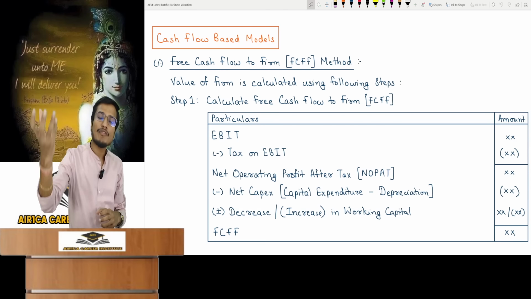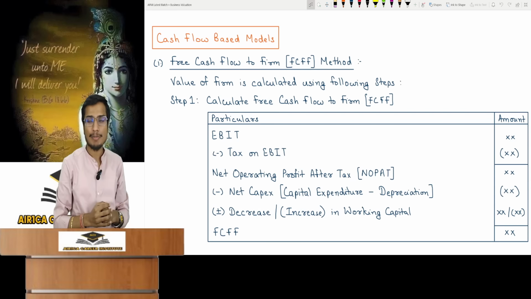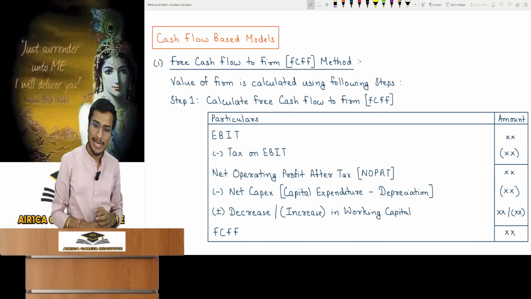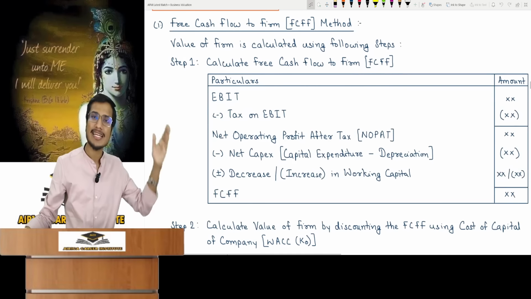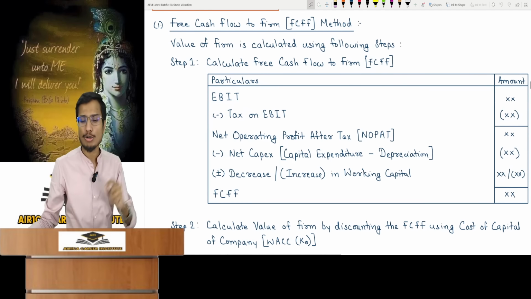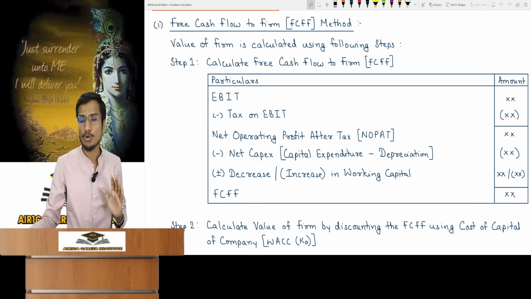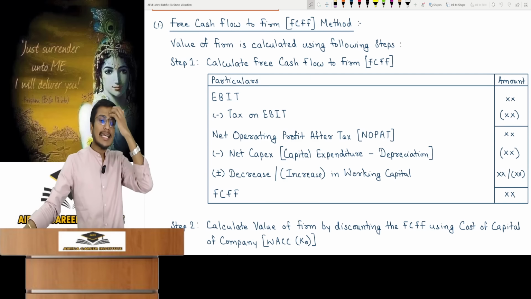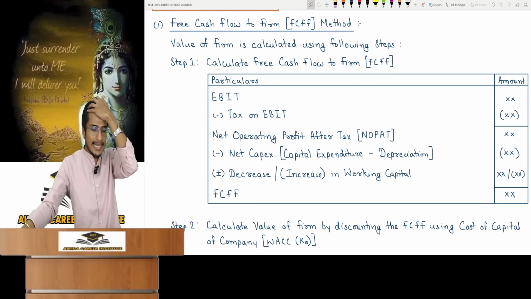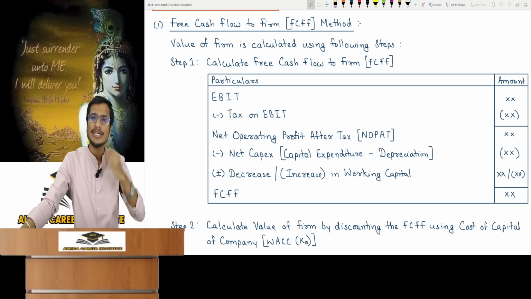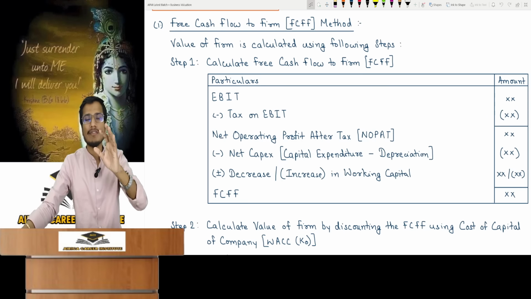How much available cash flow the company can generate for the entire firm, you will find that and calculate the value based on it. The first step in this is to find the free cash flow to firm, which is very easy. It's written right in front of you. If you understand the logic, you won't face any difficulty. We have to find the free cash flow to firm, FCFF, which means such cash flows that should be available for the entire company, for both debt and equity holders.